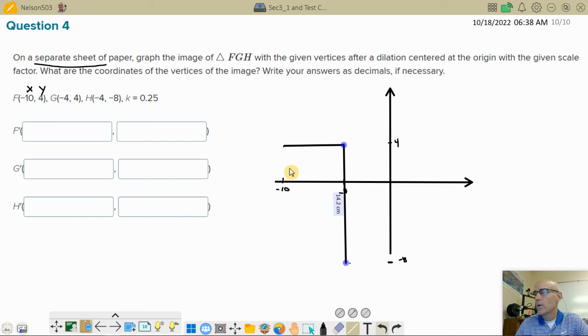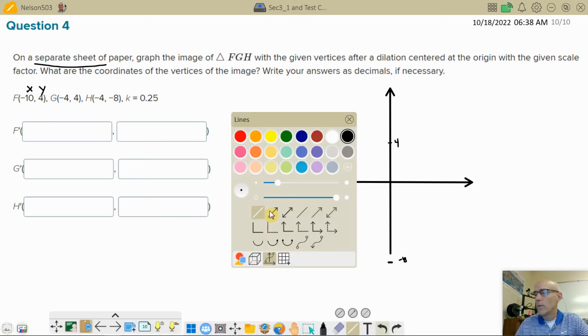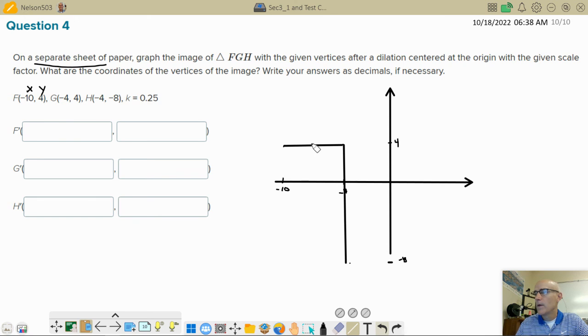And then my other one's going to go from here. Come on, line from here. Why is it not doing it? I want that line right there. Come on. And I'm going to go from here, there it goes, to here.